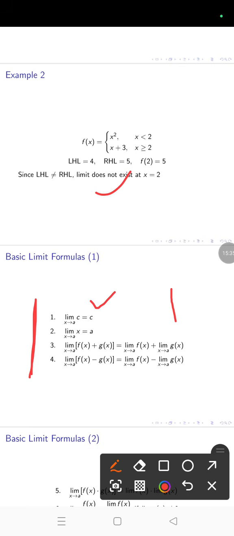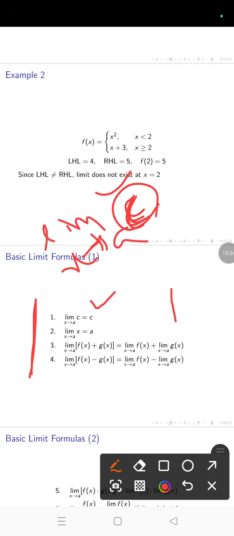First, the limit of some constant when x approaches a, where the function is a constant function. Limit x tends to a of the function c. In place of f(x), it is a constant. So x tends to a, but there is no x in the function. It is a constant only. So there is no effect of the limit, and your result is always c. The limit will not affect the constant function c.